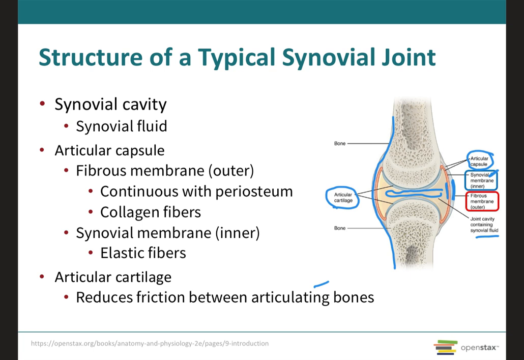Now, the flexibility of the fibrous membrane will permit a considerable movement at a joint, and its great tensile strength, because it's made up of collagen fibers, is going to make it resistant to stretching, which will also help prevent the bones from dislocating. On the other hand, the synovial membrane, which is the inner one, is going to be composed of a thin layer of synovial cells on the surface, and underneath these cells, there's going to be a layer of areolar connective tissue together with elastic fibers. In the next slide, we will cover a few more characteristics of the synovial joint.